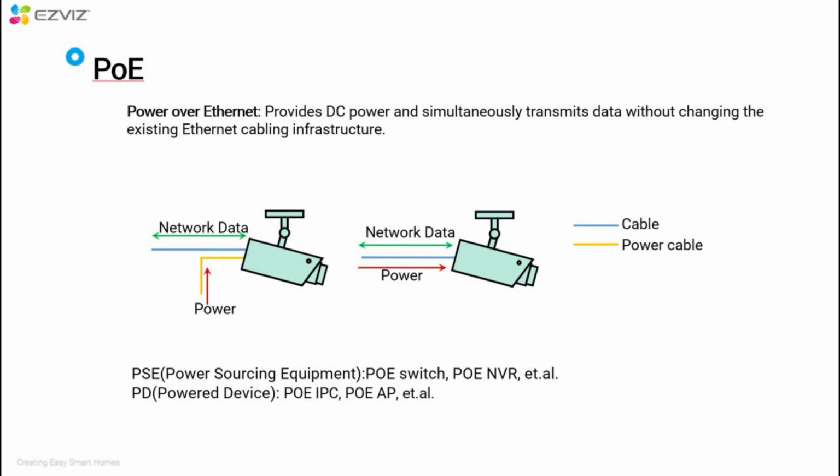The last technique is PoE, Power over Ethernet, which provides DC power and simultaneously transmits data without changing the existing Ethernet cabling infrastructure. There are 2 types of PoE device. The first is PSE, the power sourcing equipment, for example, the PoE switch, the PoE MBR, etc. And the PD is a powered device, such as a PoE IP camera, PoE AP, etc.